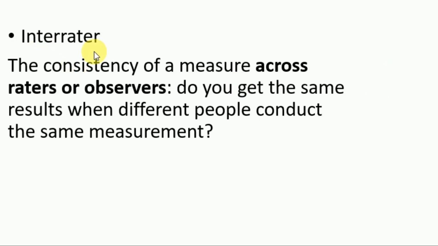Next is the inter-rater reliability. It is usually done to measure the equivalence of an instrument. That is the consistency of a measure across raters or observers. Do you get the same results when different people conduct the same measurement? Check whether we are getting the same results if the instrument is used by different people on the same population.